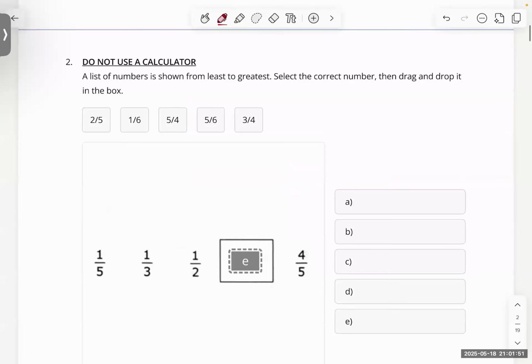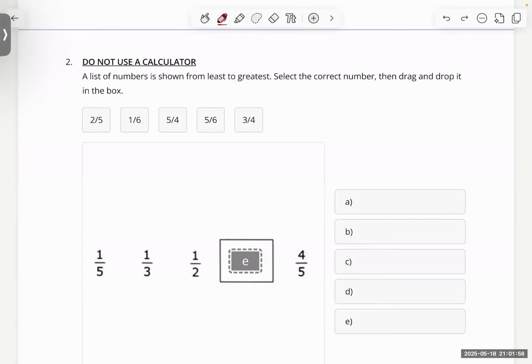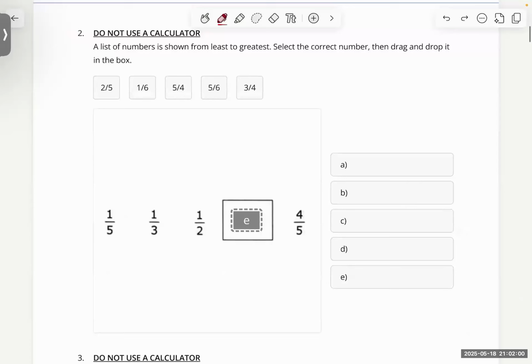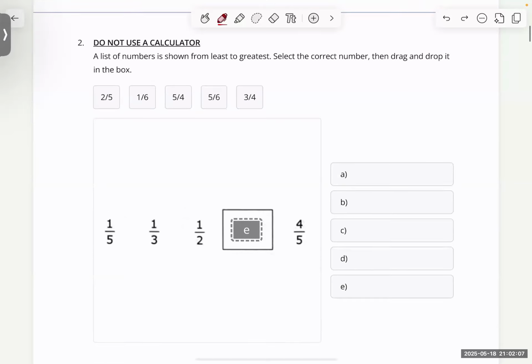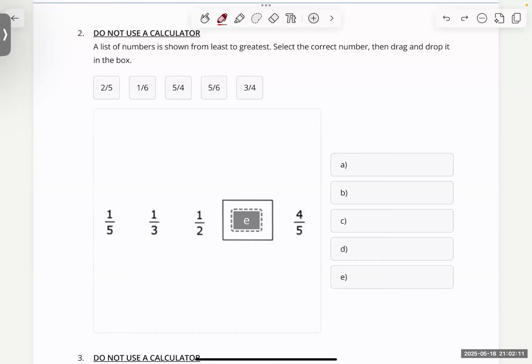Okay. A list of numbers is shown from least to greatest. That's this right here. Select the correct number, then drag and drop in the box. So this setup looks a little bit confusing because we have A, B, C, and D, but when you're taking this test on the computer, it'll be more straightforward. So over here, we're given a list of numbers that are written from least to greatest. A fifth is smaller than a third is smaller than a half is smaller than whatever E is. We're going to have to choose it from here.